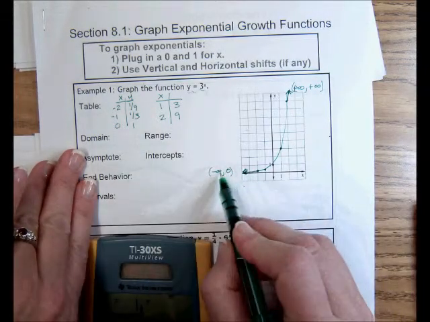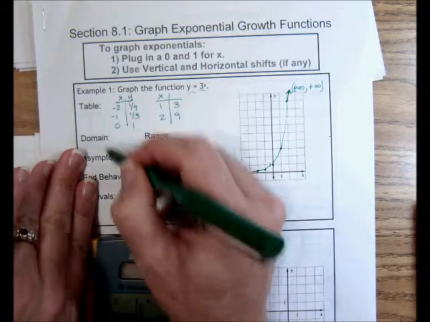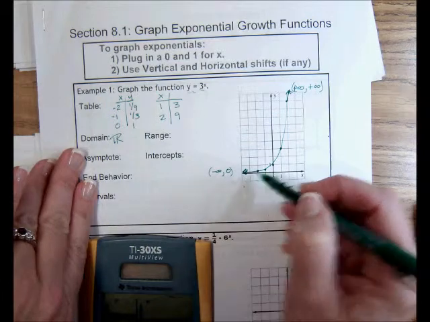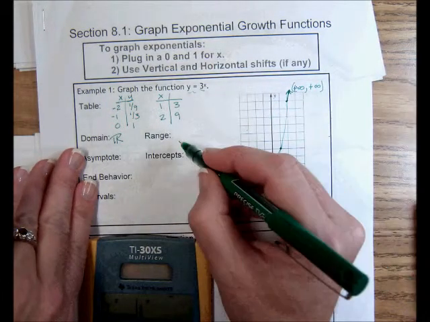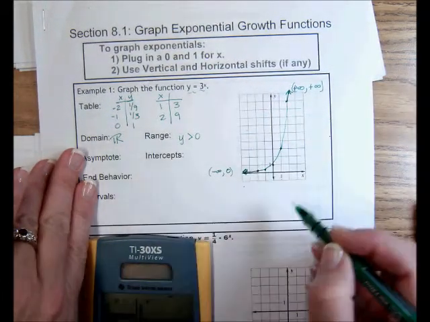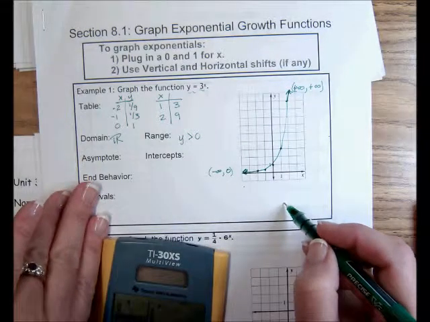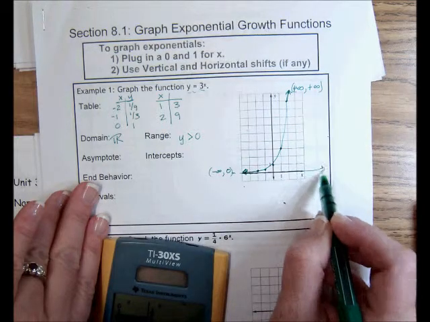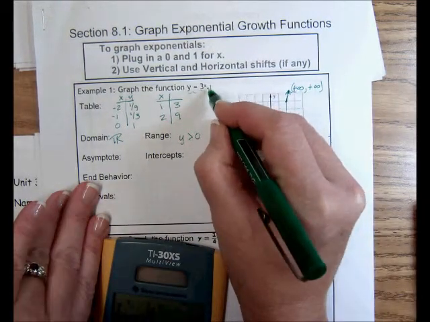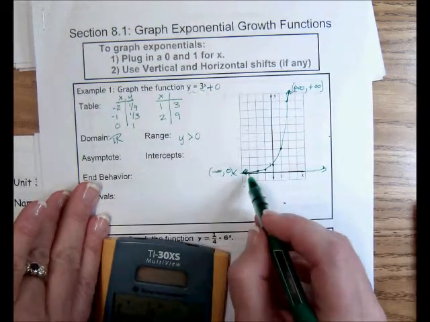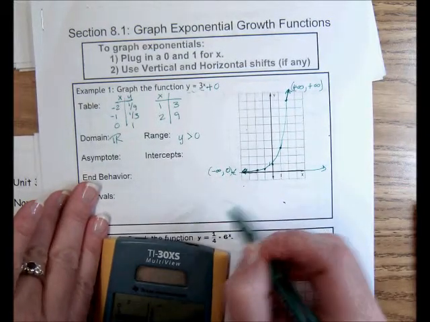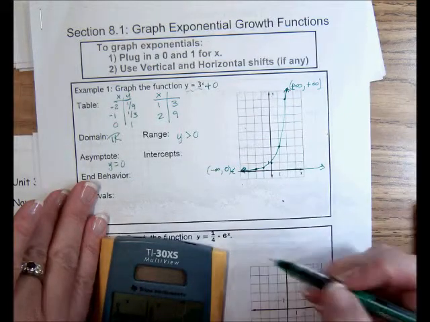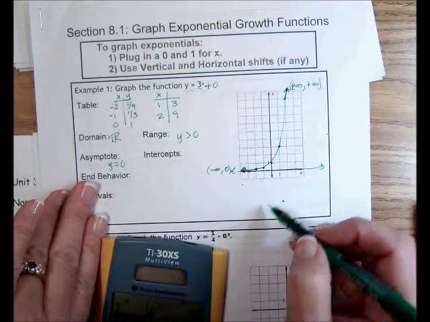So the domain asks what x values do I have a graph for, and in this case it's all real numbers. Range: what y values do I have a graph for, and for all y's greater than 0 I have a graph. Asymptote: here an asymptote is at y equals 0, because as you recall this is just +0, but it gets closer and closer to the x-axis as the graph goes to the left. So that is your asymptote.